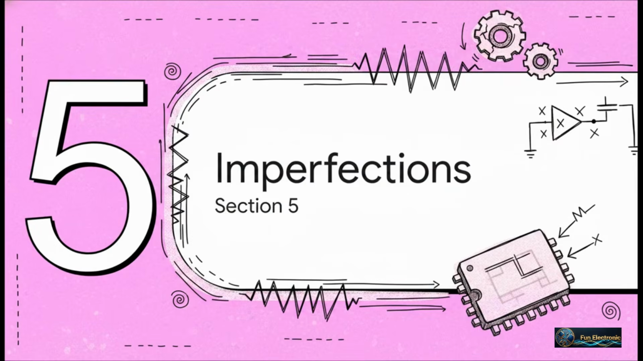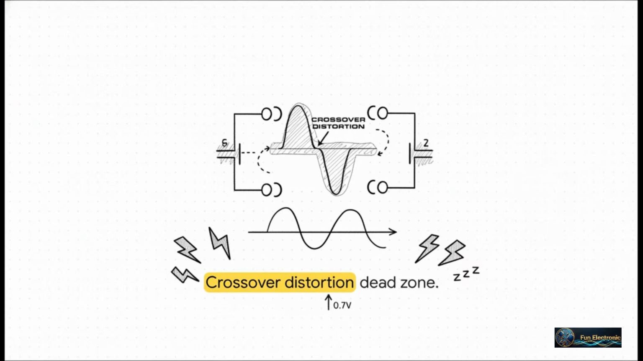Section 5, Real-World Imperfections. Because ideal op-amps don't actually exist in nature, let's look at some of the quirks. Take a close look at this waveform. Notice that little dead zone where the signal flatlines briefly right as it crosses the zero axis? That is known as crossover distortion. It's actually an inherent flaw in that push-pull output stage we just talked about. You see, those output transistors need about 0.7 volts just to wake up and start conducting. So when the signal transitions from the pushing transistor to the pulling transistor, there's a brief moment where neither one is awake, which causes this little flat line.